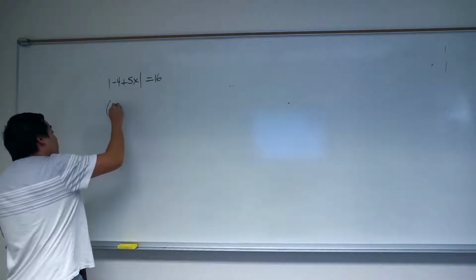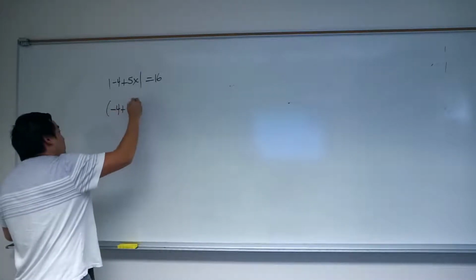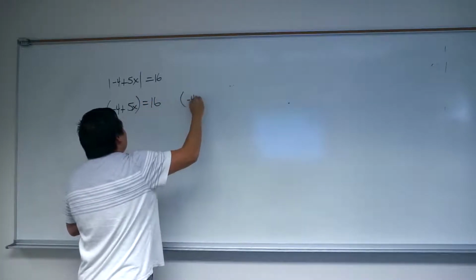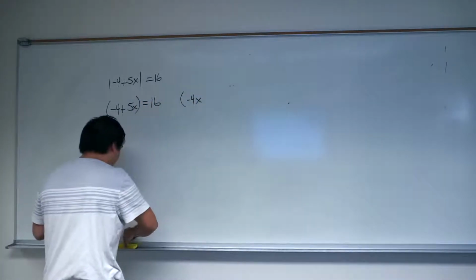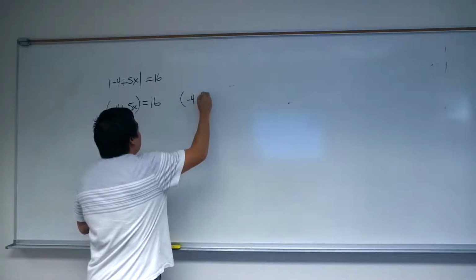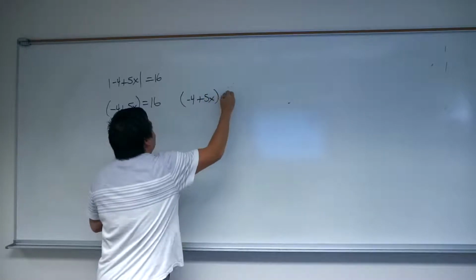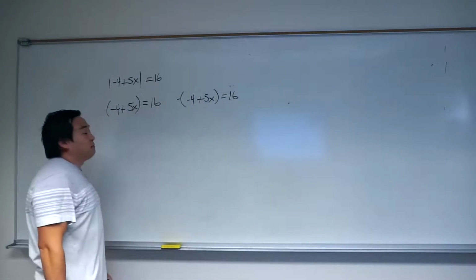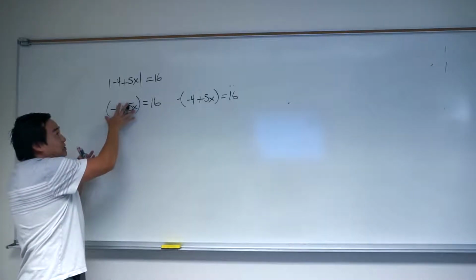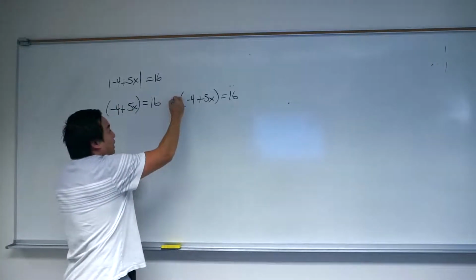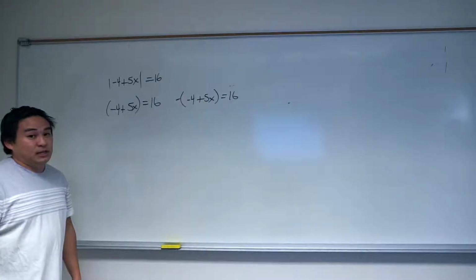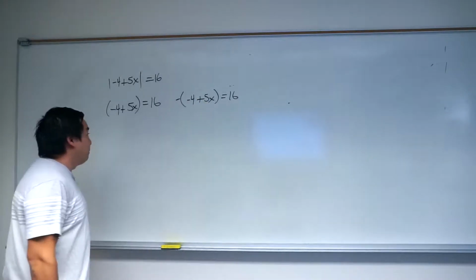So sorry, 4 plus x. And then with a minus sign in the front. Now remember, this is the definition, right? It's either the thing on the inside of the absolute value or negative the thing on the inside of the absolute value. And then solve them separately like you did in chapter 2 and 3.